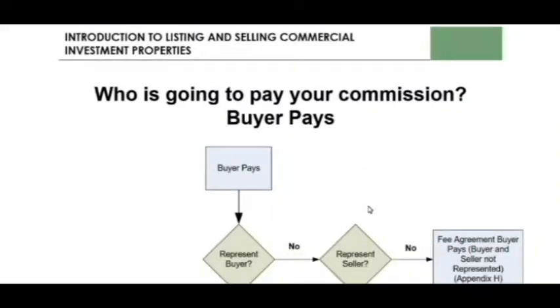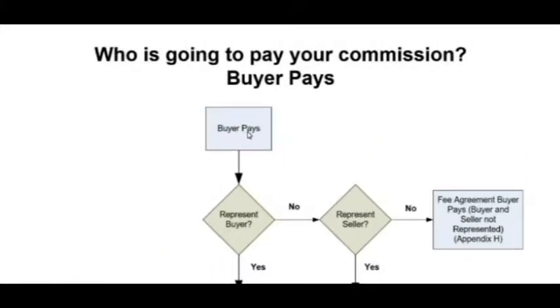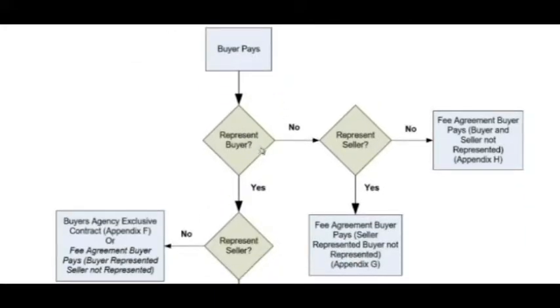So who's going to pay your commission? Buyer pays. So buyer pays. So you represent the buyer. If no, you represent seller. If no again, there's a fee agreement, buyer pays, buyer and seller not represented, Appendix H. If you say yes to represent the seller, fee agreement, buyer pays, seller represented, buyer not represented, Appendix G.